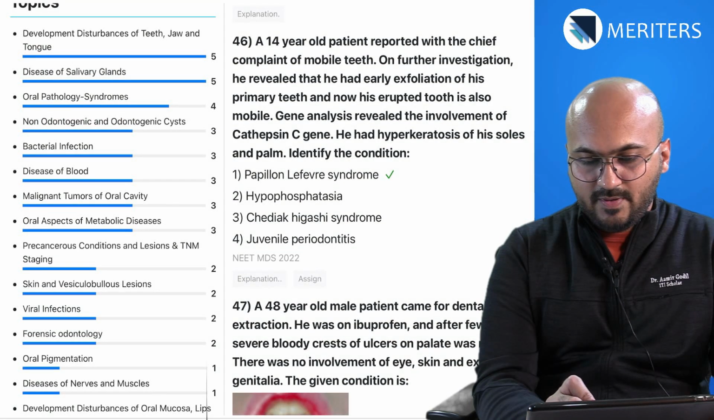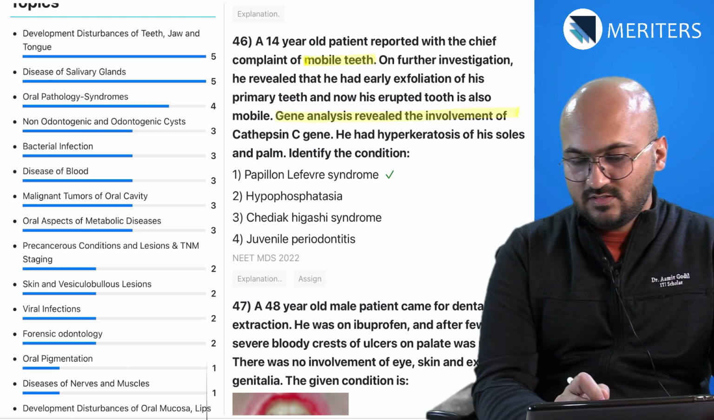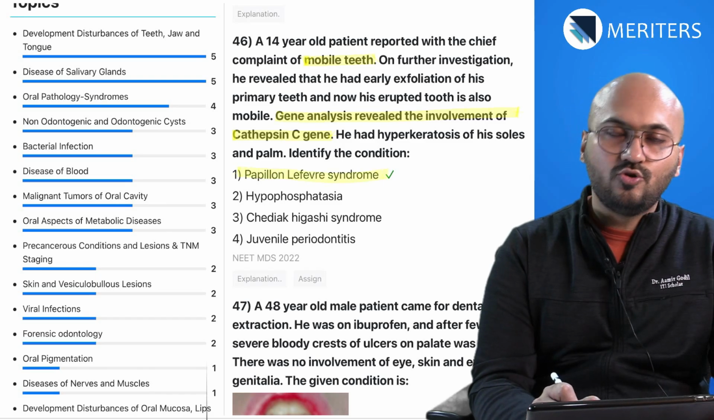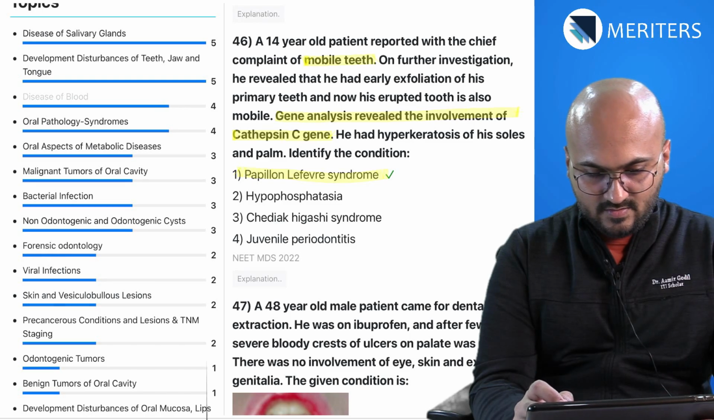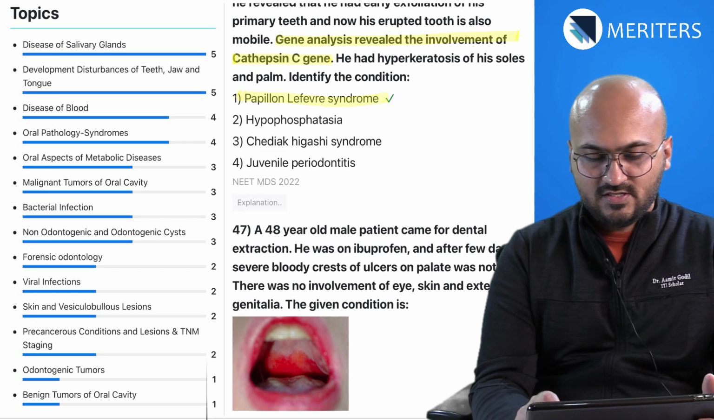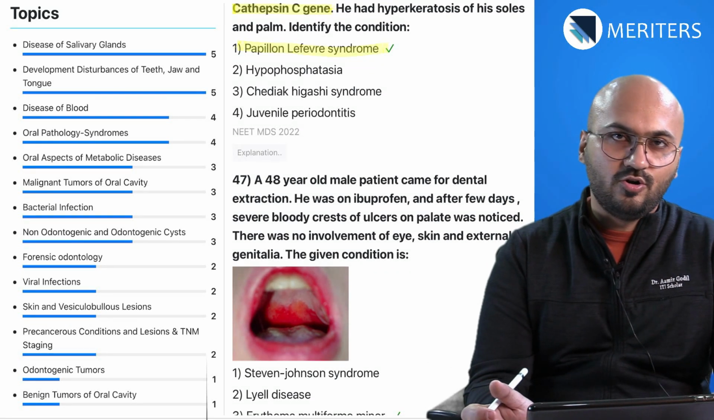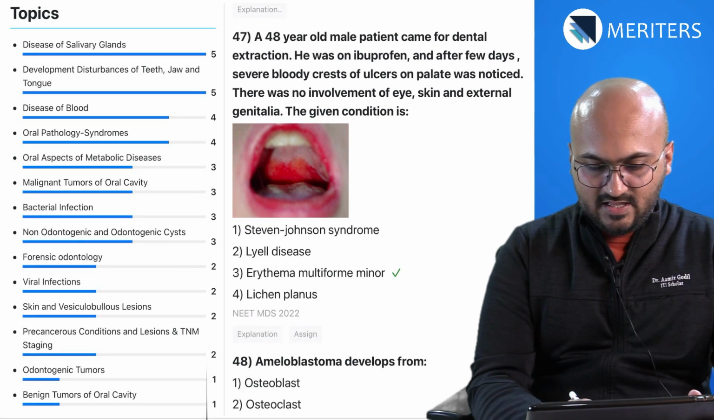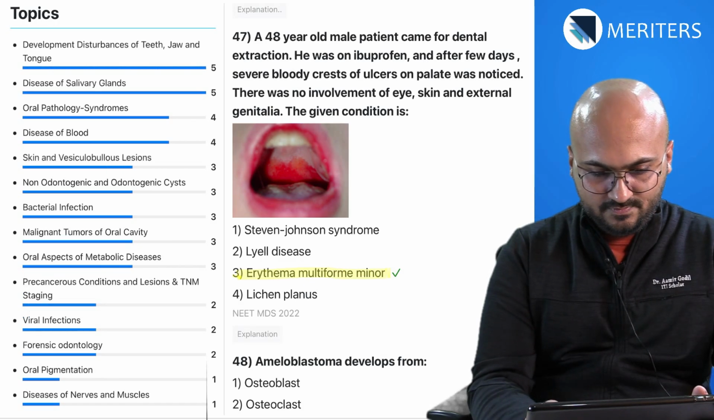14-year-old patient with complaint of mobile teeth, and then gene analysis involves cathepsin C gene. This is Papillon-Lefevre syndrome, also relevant in perio perspective. We'll classify here in disease of blood, or we can also classify it under syndromes. So you will see there is a lot of overlap of one question. It can fall into a lot of topics. Now this is erythema multiforme minor, and there is a clinical image.